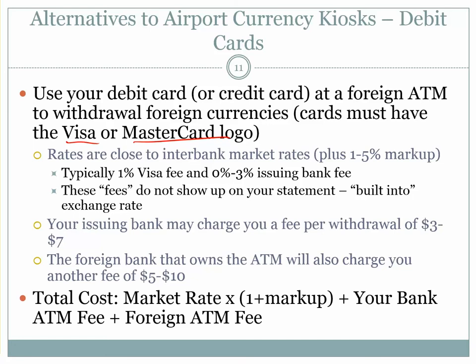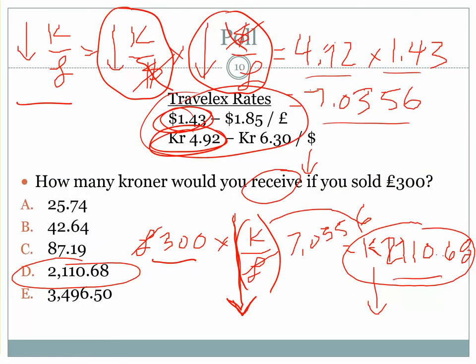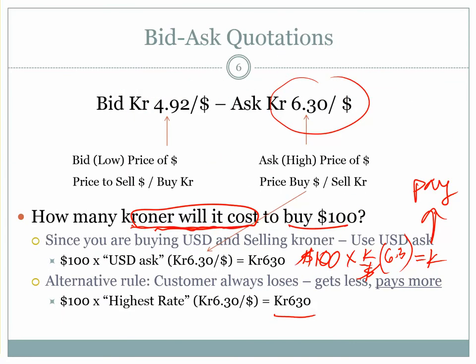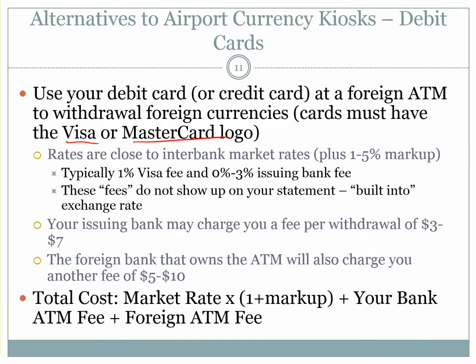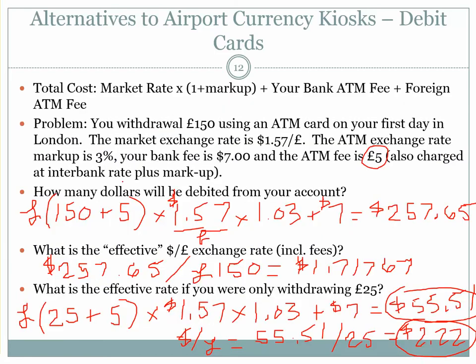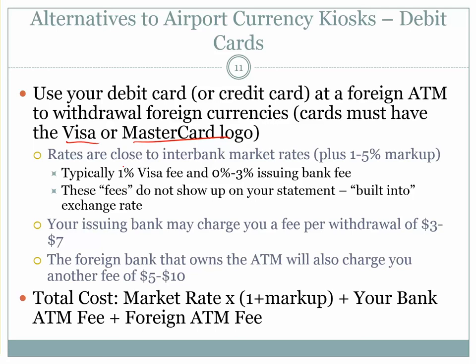The advantages of this are the exchange rates are generally better if you're withdrawing a lot of money. The exchange rates you get are not ones that look like this, with sometimes a 10 or 20% difference between the bid and ask exchange rates. They generally have, say, 1 to 5% markup or difference between bid and ask exchange rates. Typically, Visa will have a 1% fee for a transaction of foreign currency. All right, so that's the Visa company. And then your local bank will then maybe tack on 0 to 3%.